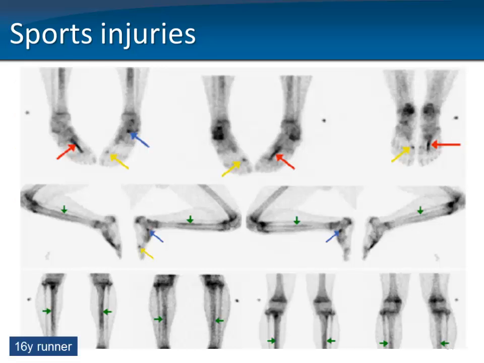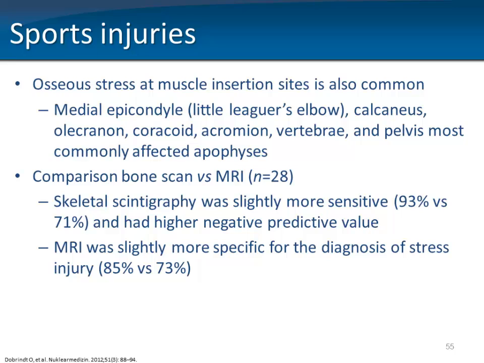And this is illustrated beautifully in this case of a 16-year-old runner who has in his lower limbs an entire collection of stress-related injuries. You can see a stress fracture of the metatarsal, you can see a stress reaction in the navicular, you can see a stress reaction in a sesamoid, and you can also see shin splints or a medial tibial stress syndrome, all in one patient. So osteostress at muscle insertion sites is also common, and I've listed them here, but I will not go into too much detail.